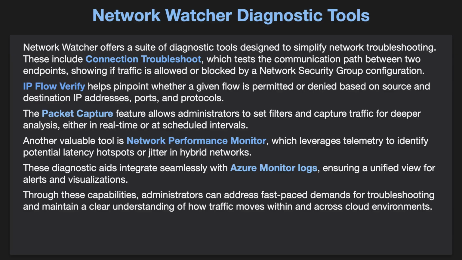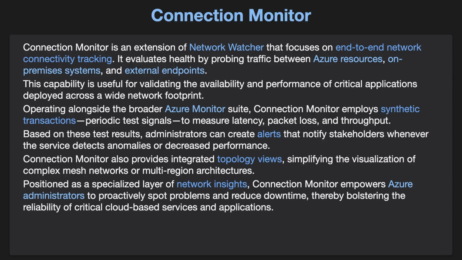Connection Monitor is an extension of Network Watcher that focuses on end-to-end network connectivity tracking. It evaluates health by probing traffic between Azure resources, on-premises systems, and external endpoints. This capability is useful for validating the availability and performance of critical applications deployed across a wide network footprint. Operating alongside the broader Azure Monitor suite, Connection Monitor employs synthetic transactions, periodic test signals, to measure latency, packet loss, and throughput.